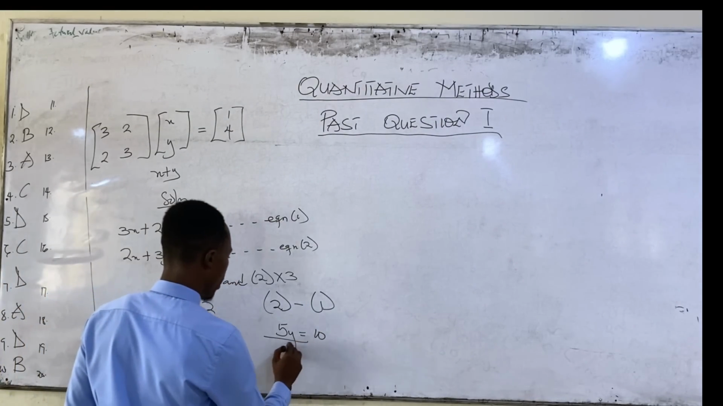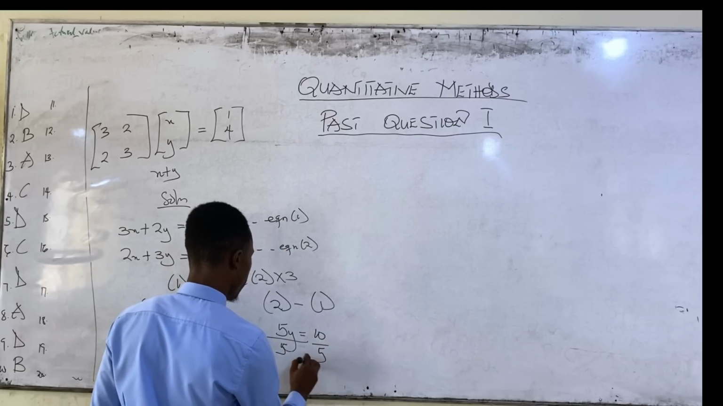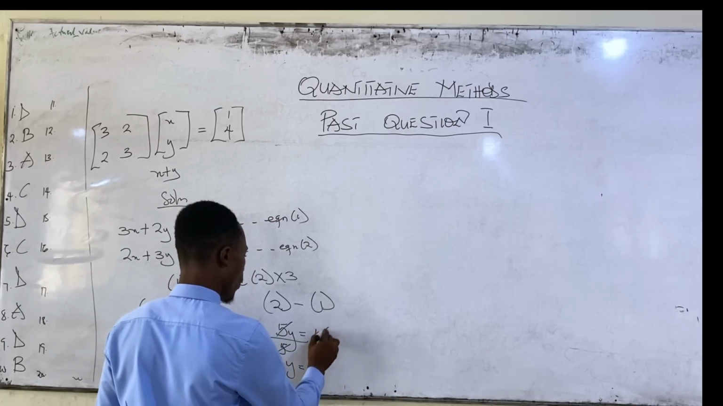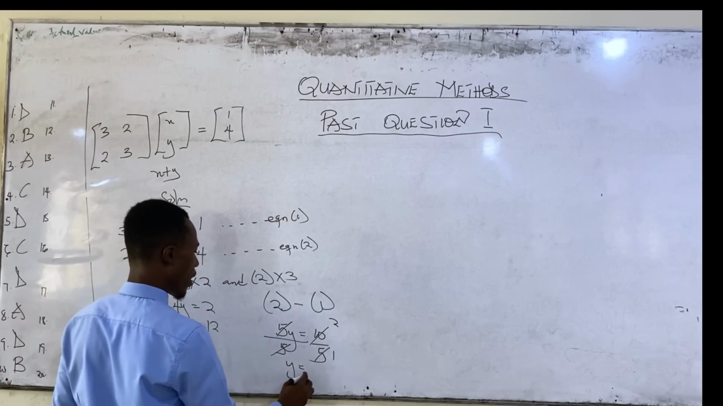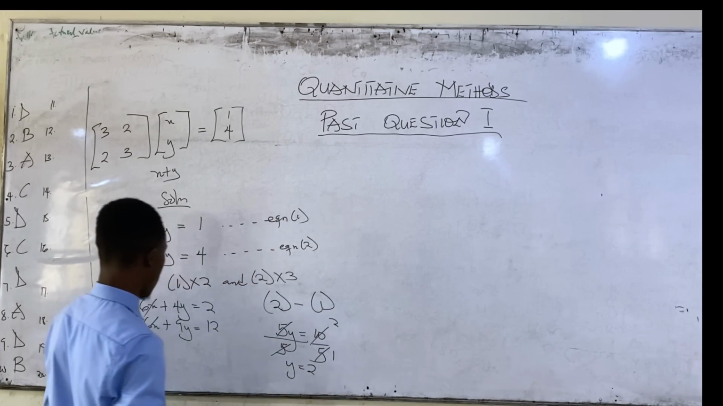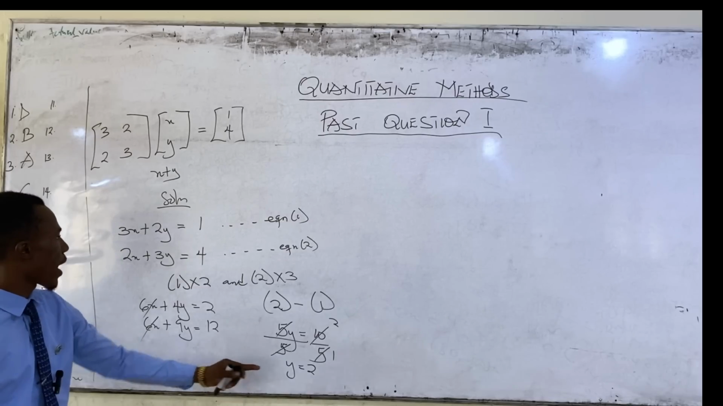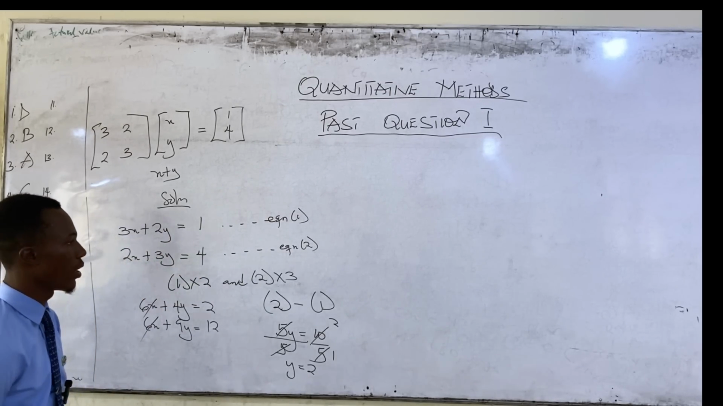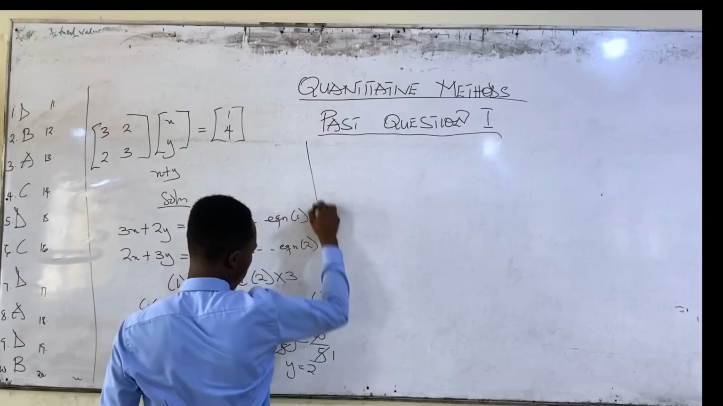So we divide both sides by 5. So you have y to be what? It goes here 1, it goes here 2. So you have y to be 2. Now since you have been able to find y, it means you can find x in each of the equations, okay? But we only need to do it once.